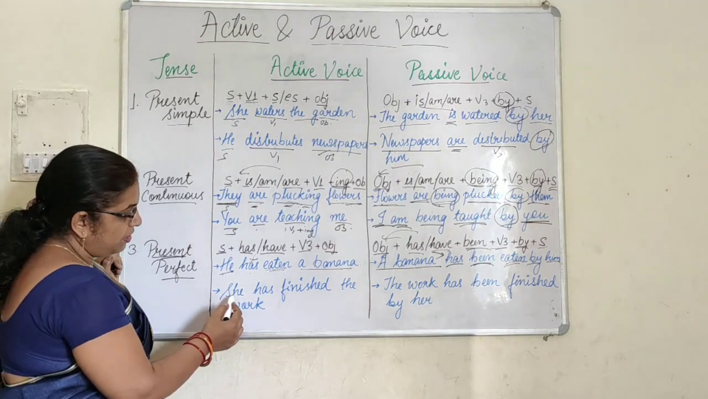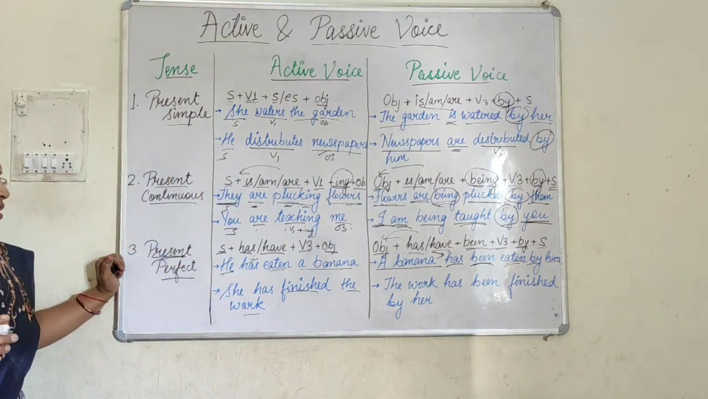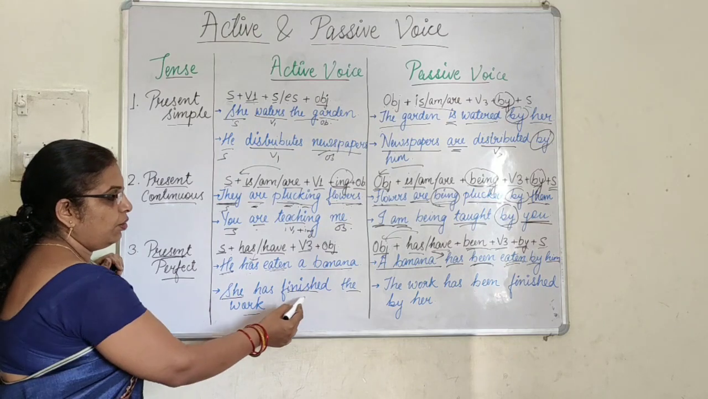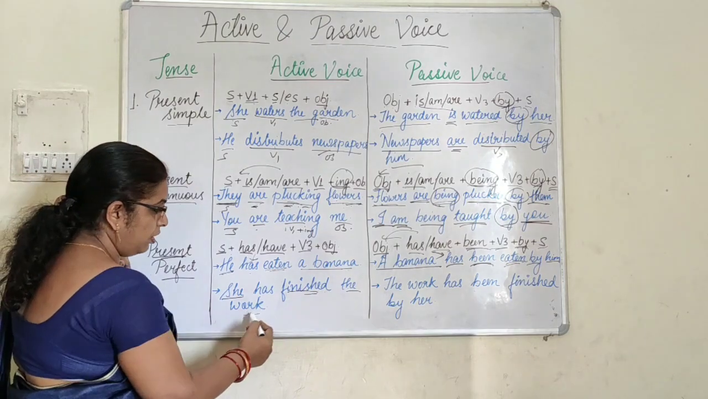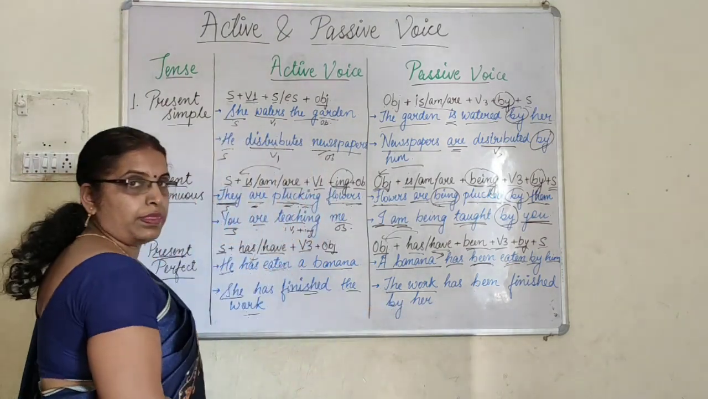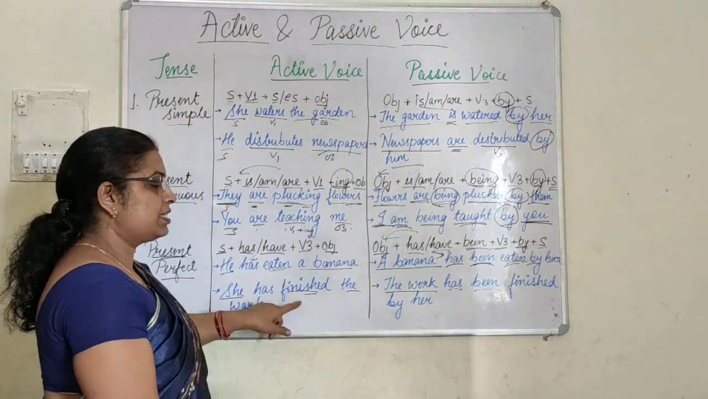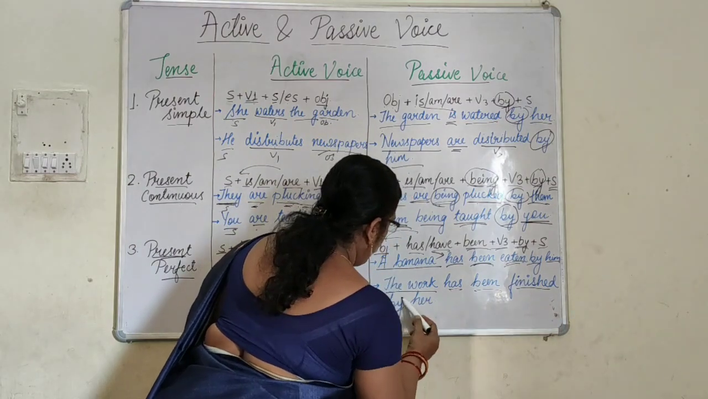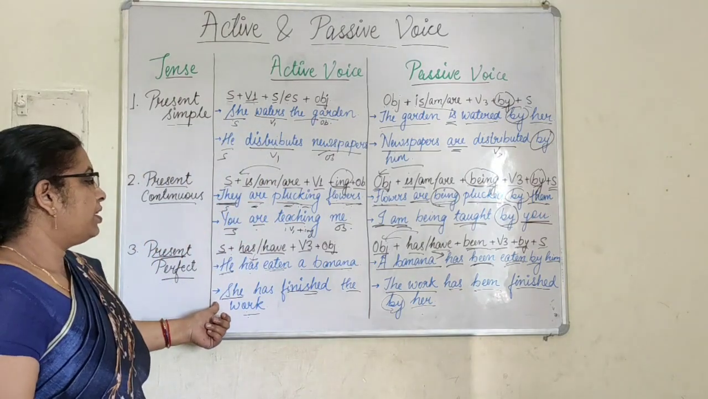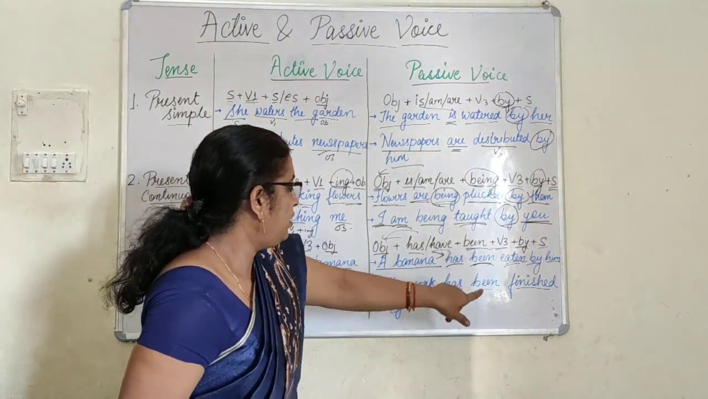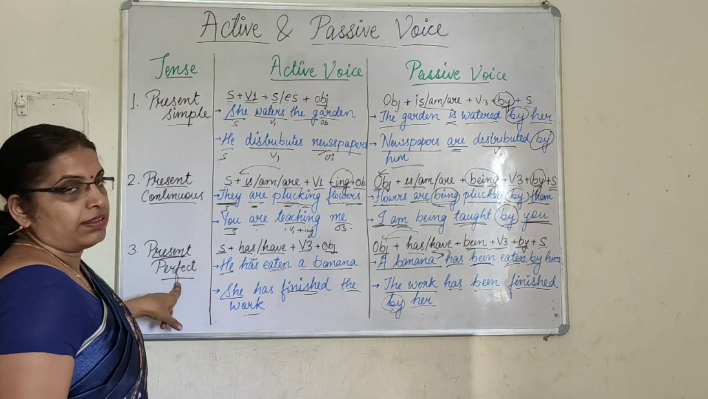Come to the next example. She has finished the work. She is the subject, finished is the verb third form, and work is the object. The work will come in front. The work has, along with that "been" is used: has been finished, verb third form, and "by"; "she" changes to "her". Then the sentence becomes: the work has been finished by her. This is the change in present perfect tense.